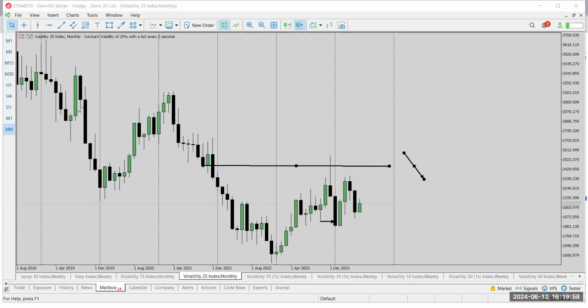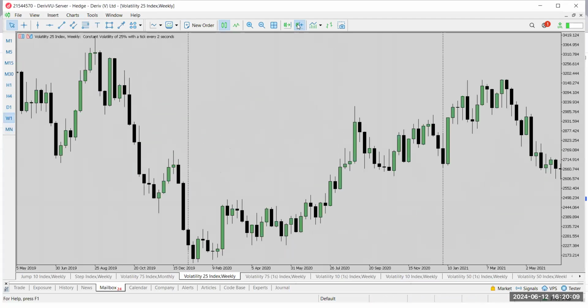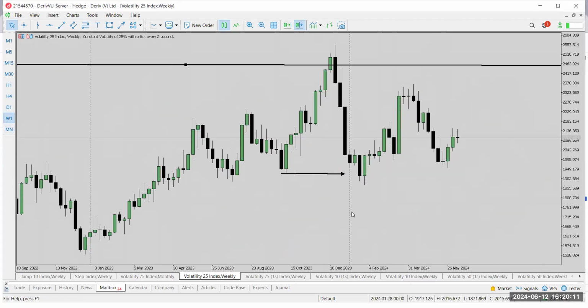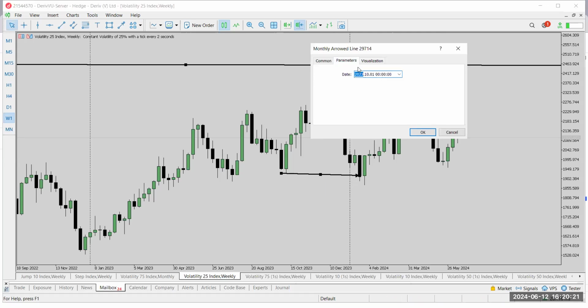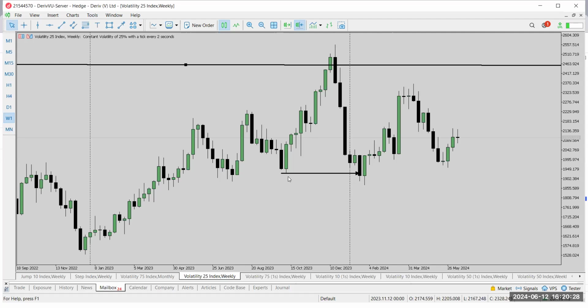So going down to our weekly time frame, weekly time frame, where are you? Good, so it's here. So on our weekly time frame, you can clearly see the break here, a candle's body break. Let me straighten this up. We see a candle's body break below this low. So that is a market structure shift.